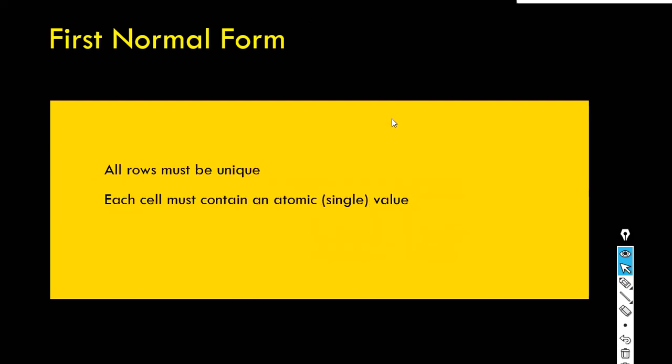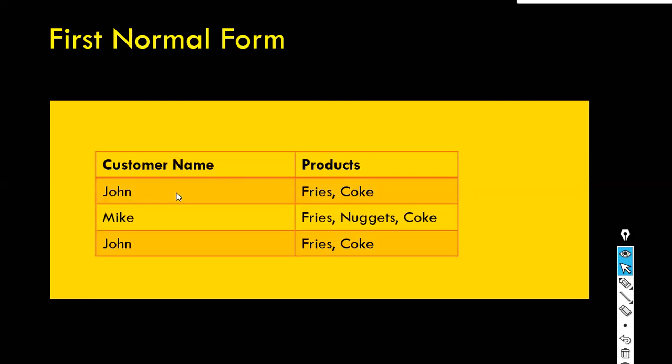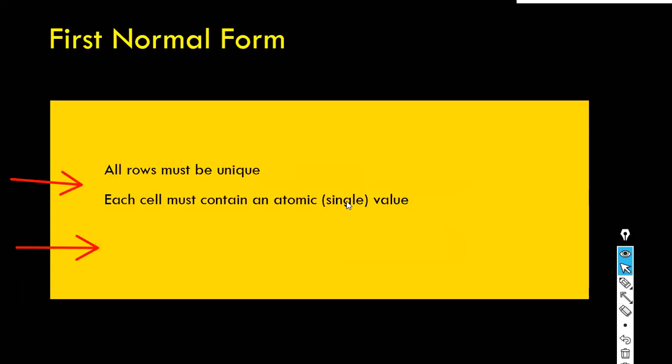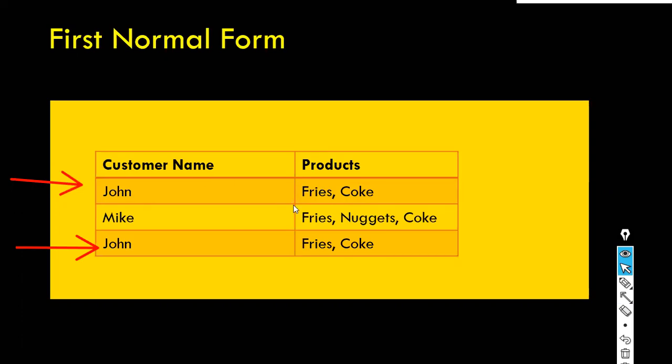No, all rows must be unique. Is the first rule itself not violated here? Your John is there, with fries and Coke. The same John appeared here with fries and Coke. If you see these two records, we have a duplicate. Same customer name repeated more than once and the same products for the same customer name repeated. Duplicates. It is not unique. Come on, please concentrate. Everybody has fun, everybody has sorrows. Please concentrate here. All rows must be unique. But here it is not unique.